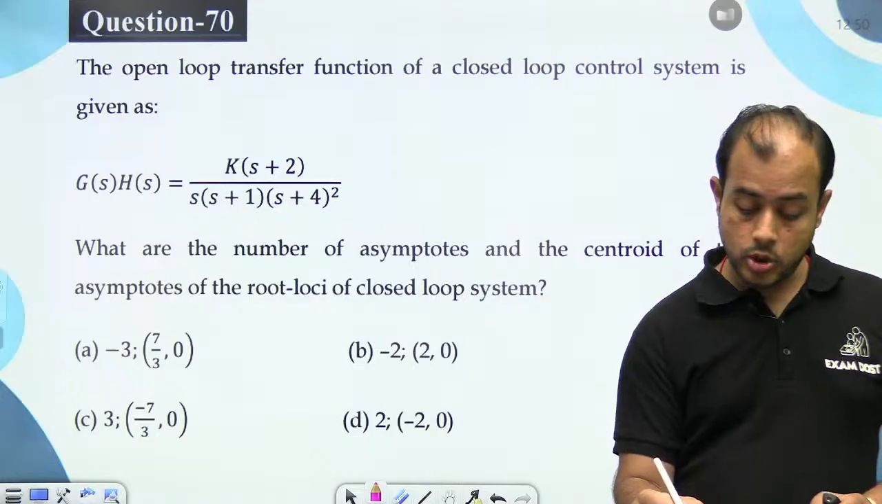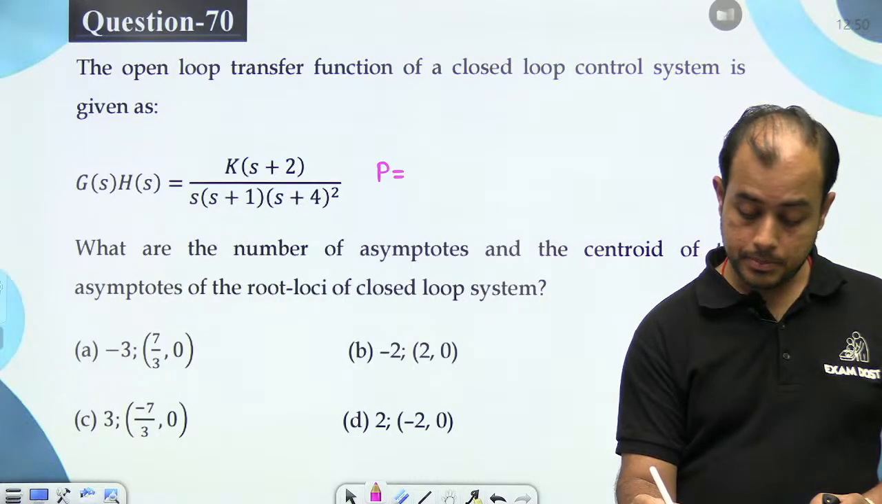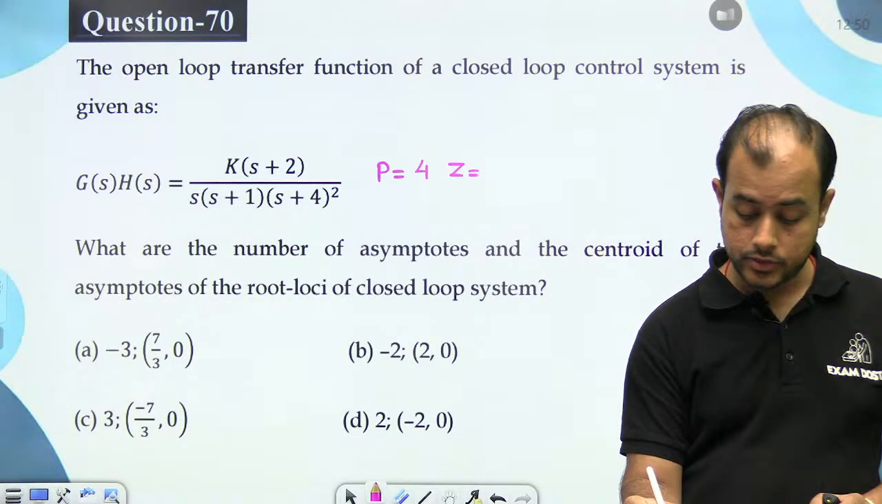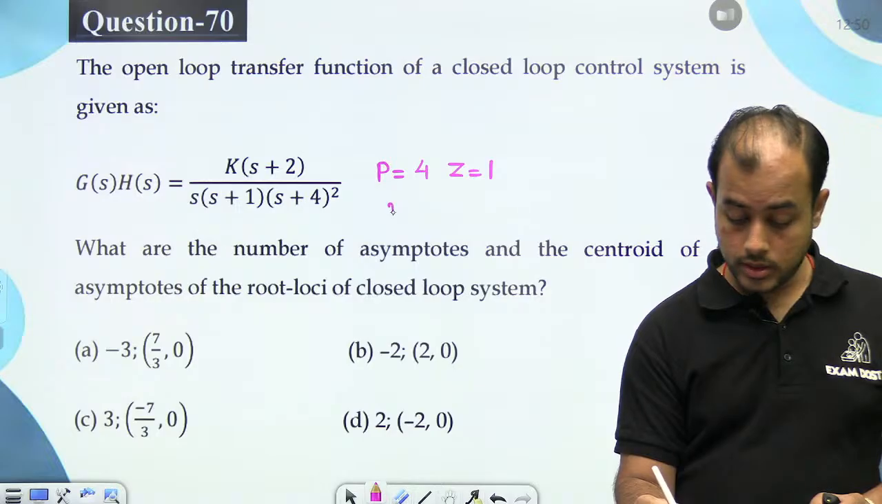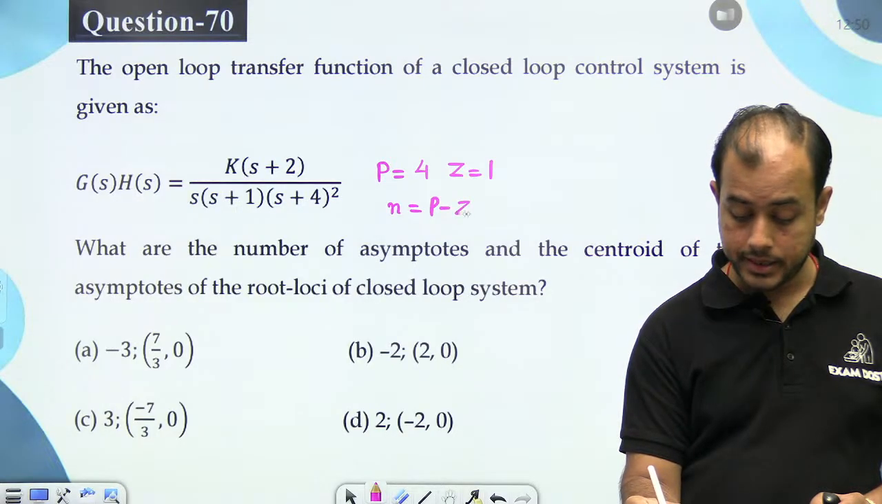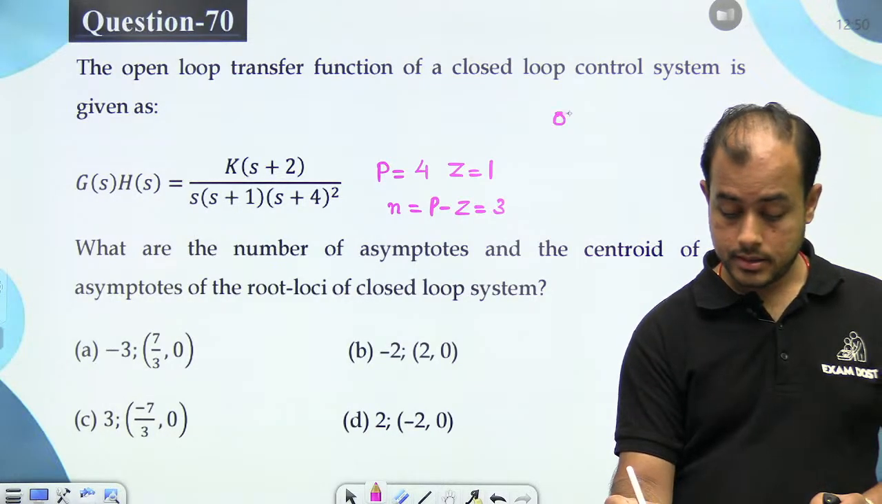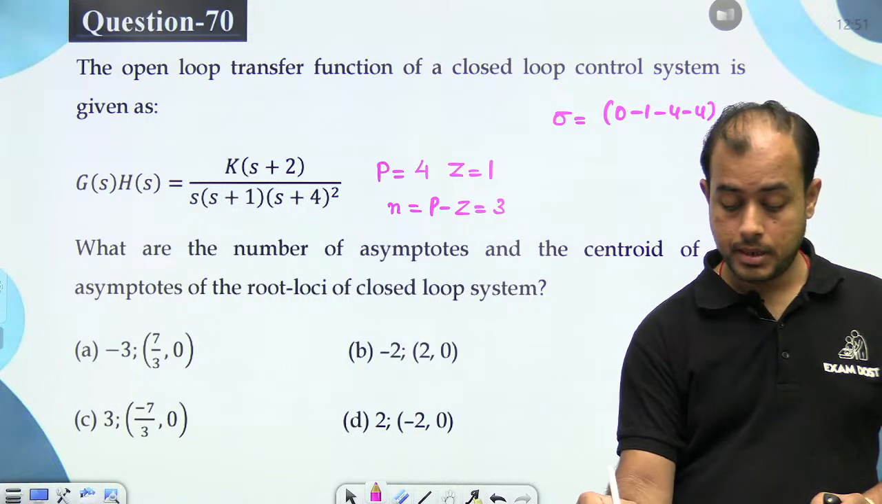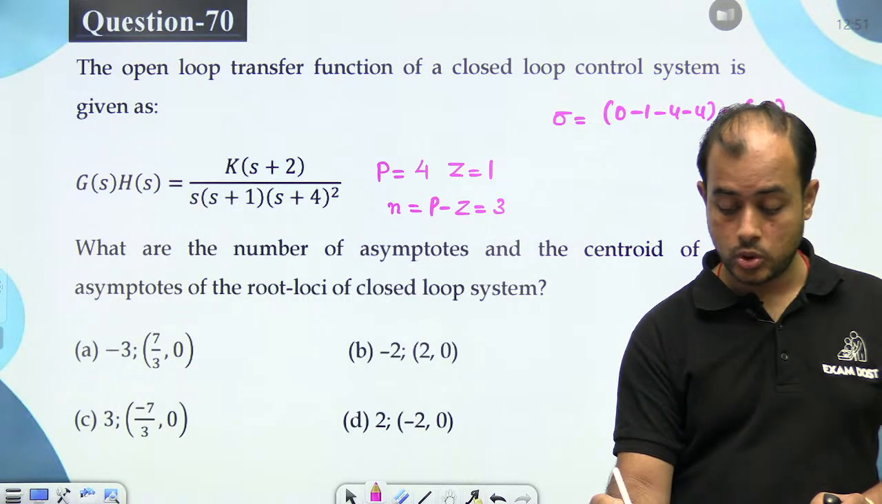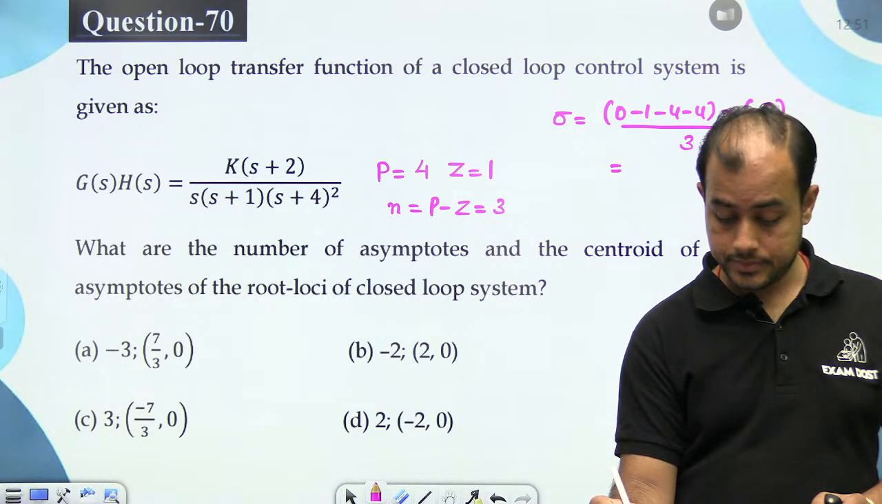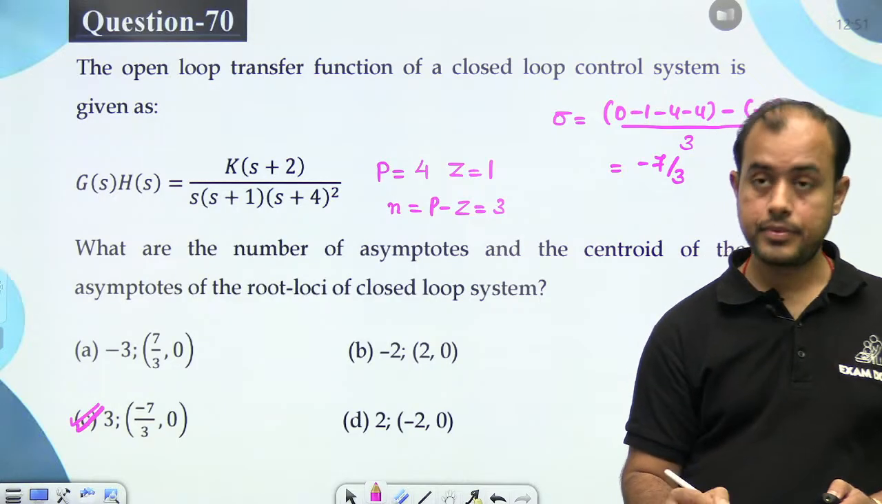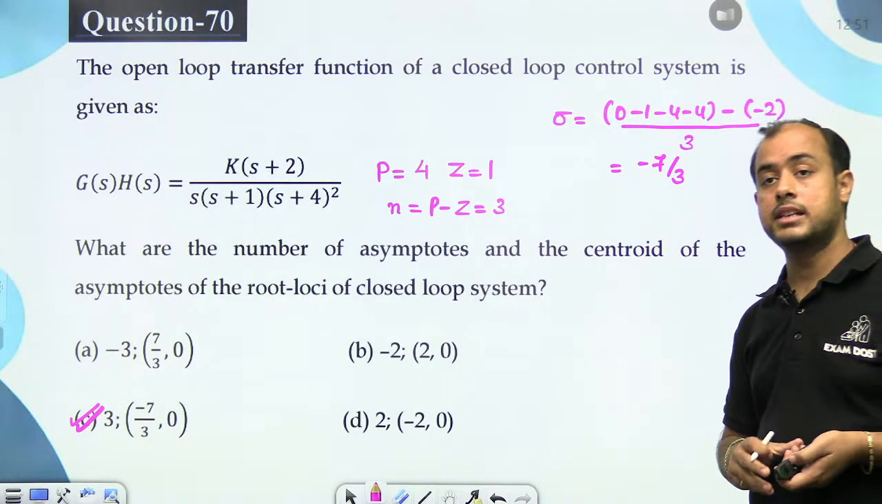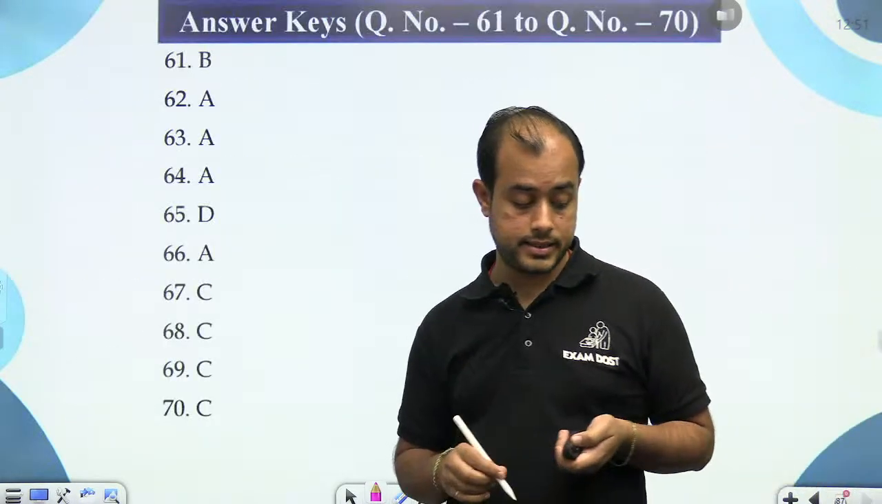Number of asymptote and centroid. P is 4, Z is 1. So number of asymptote P minus Z is 3. Centroid, sum of the pole minus sum of the zeros divided by P minus Z. See. Sum of the pole minus sum of the zero upon P minus Z.